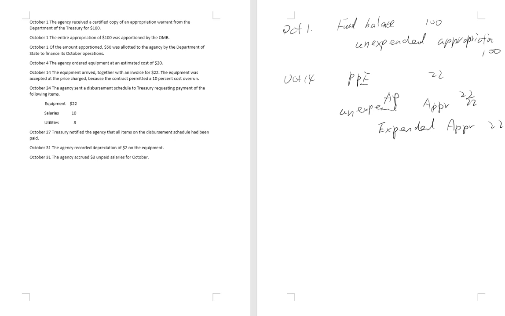Next we have October 24th. The agency sent disbursement schedules to the Treasury requesting payment. So they're going to request the Treasury to pay for the equipment, 22, and the agency salary, 10, and the utility bill, 8. So the total request will be $40. We'll request a $40 payment.